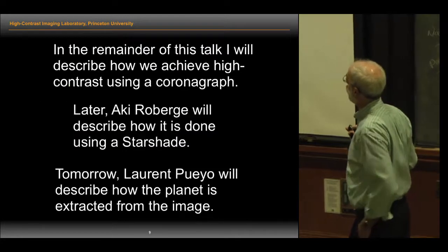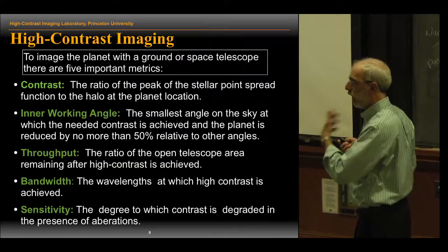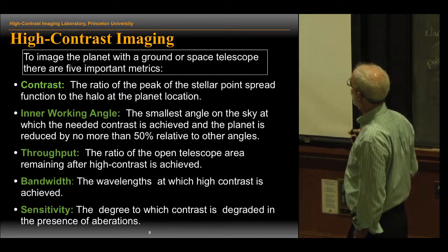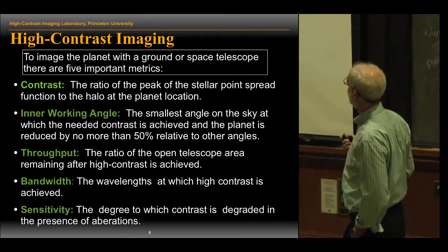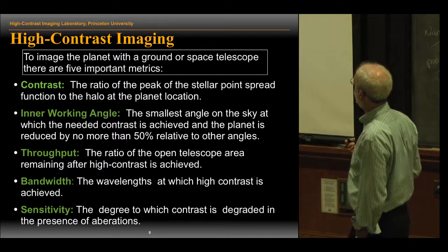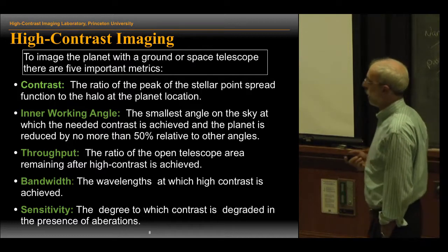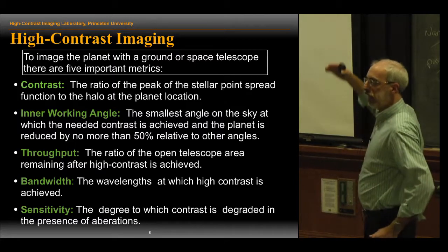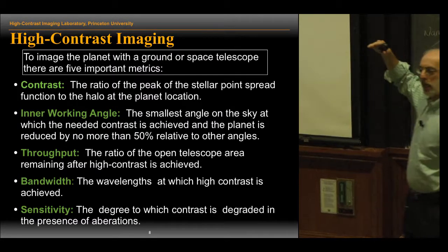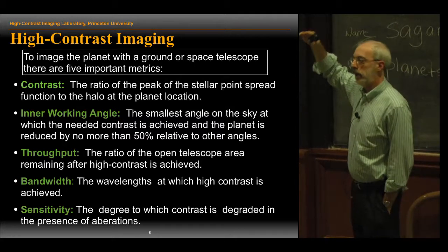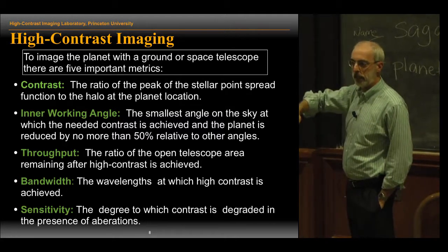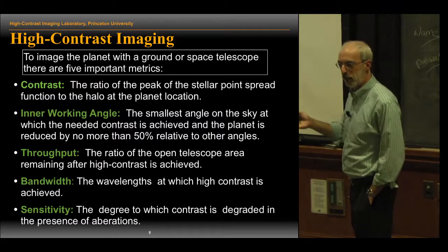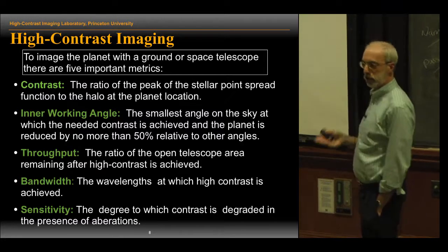And so we have to design a system where we can operate with that contrast ratio. The inner working angle is the smallest angle in the sky at which the needed contrast is achieved, and the planet is reduced by no more than 50% relative to other angles. So we're going to come back to that quite a bit. So the idea is we want to take that stellar halo and we create contrast in our instrument by lowering it to the point of where the planet is. The amount we lower it relative to the peak of the star is called the instrument contrast, or the contrast ratio of the instrument, right?